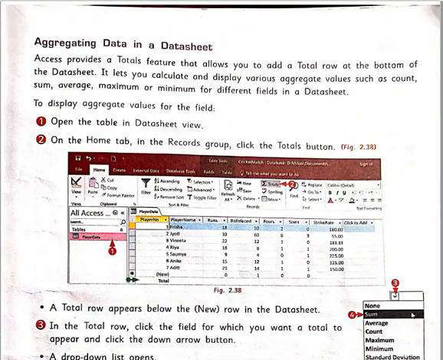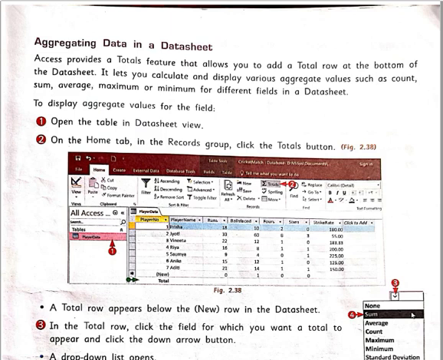Not next chapter. This will be the 8th video. Okay. So till the 8th video we have discussed the data types. So this will be the 9th video. Here we will discuss aggregating data in a datasheet. So our first topic is aggregating data in a datasheet. So how can we aggregate data in a datasheet?